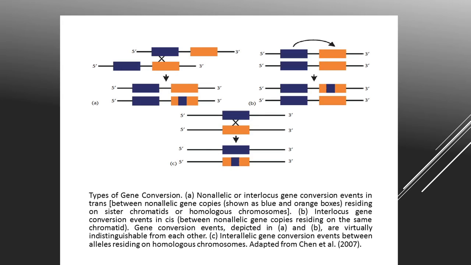But for C, C is interallelic gene conversion on homologous chromosomes. In this case, we have two alleles for the same locus, like big A, big B, right? So imagine that in between them, there's actually an exchange between them. Maybe you have big A, and then the big A exchange, now you have small a. So this happens in the same locus and within the same gene.